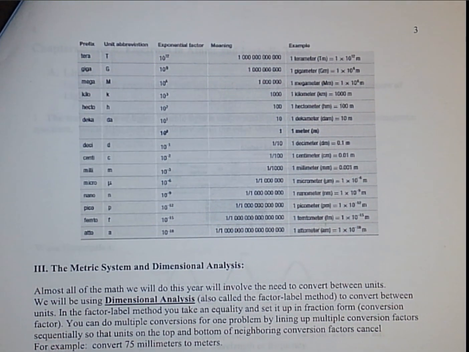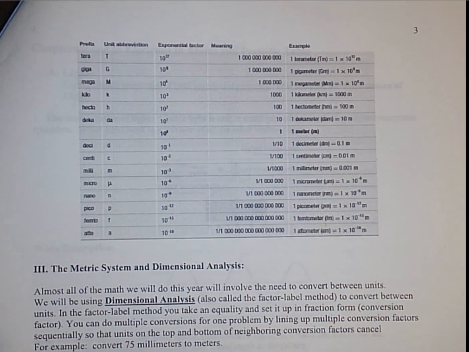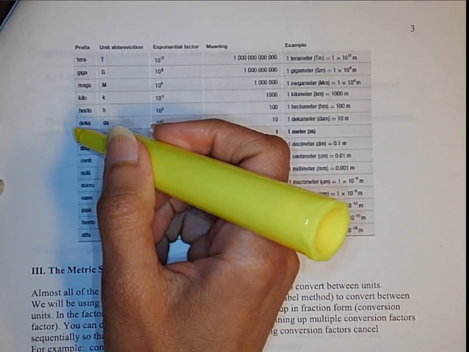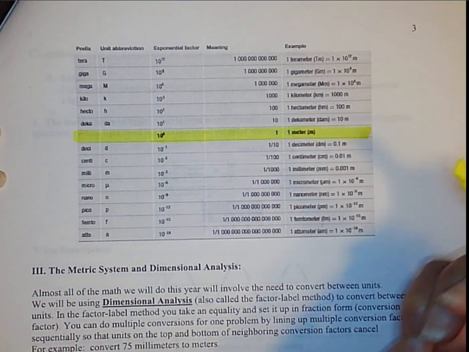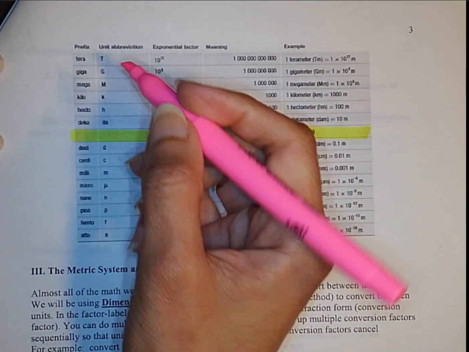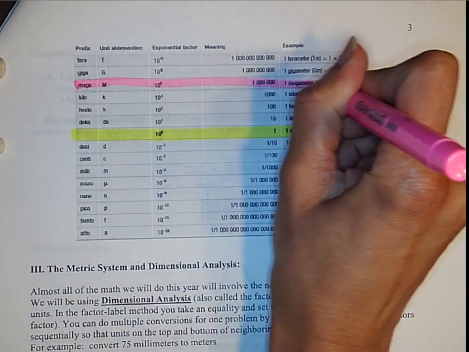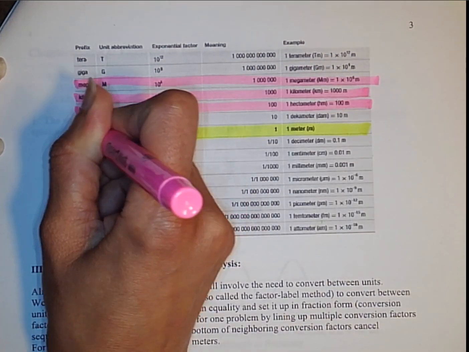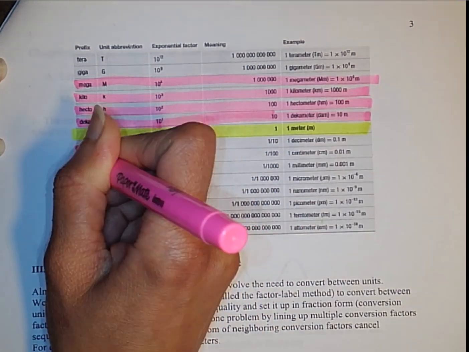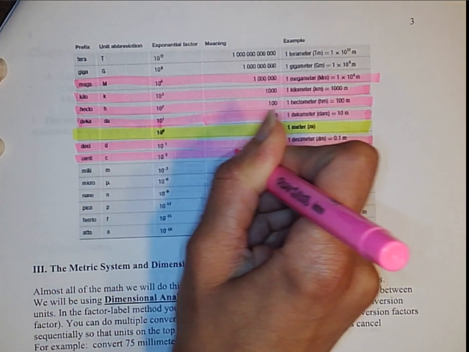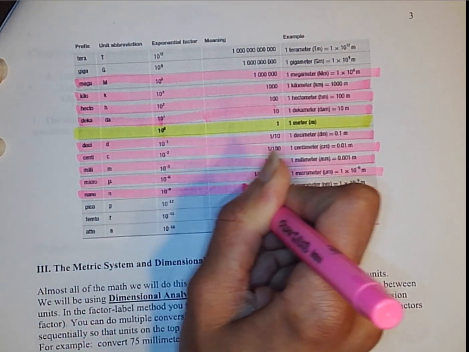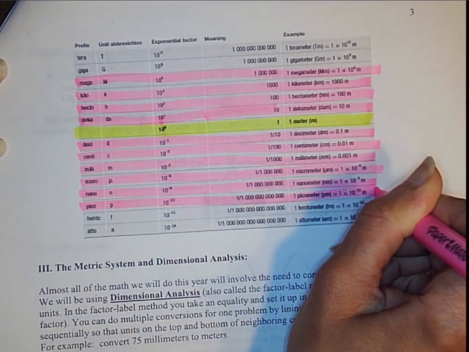If we move on to the next page, right here, I'm going to take my marker and first of all highlight this space where there's hardly anything written in a different highlighter color. Then I'm going to take another highlighter and highlight the other parts, starting with mega, because you are responsible for knowing mega, kilo, hecto, and deca, then your base, and then deci, centi, milli, micro, nano, and pico. So you're responsible for knowing this.